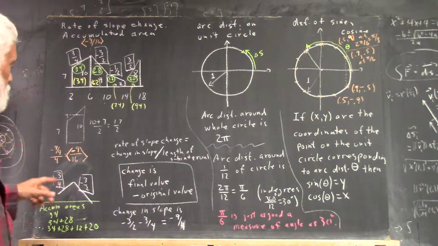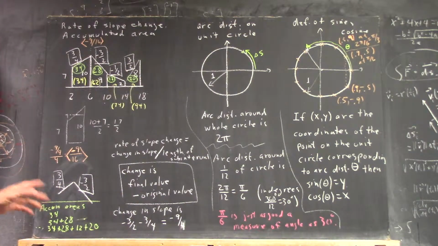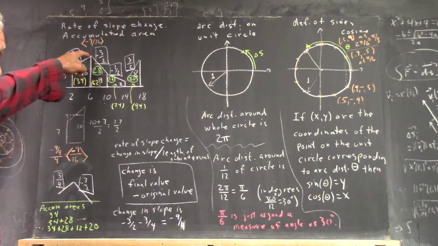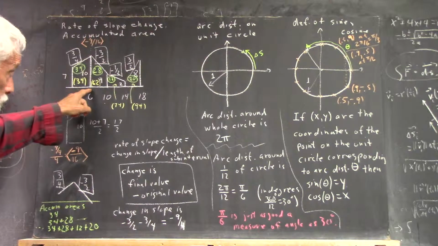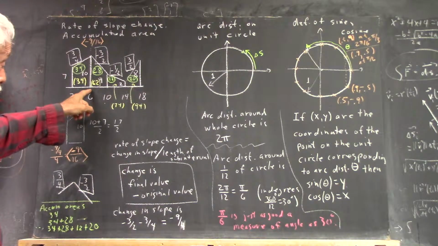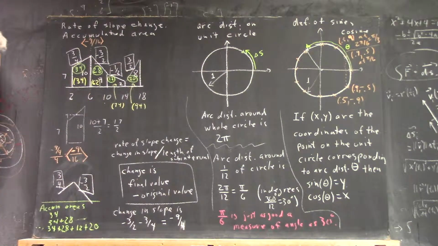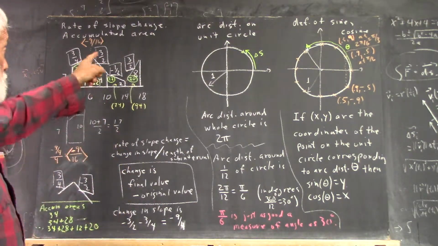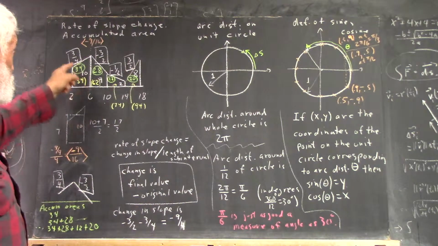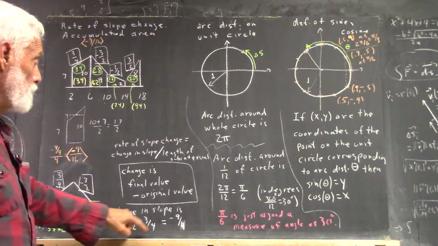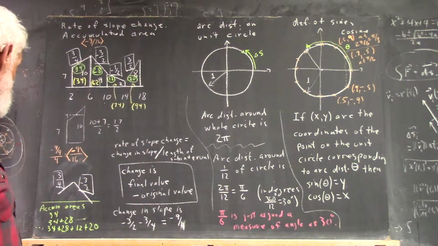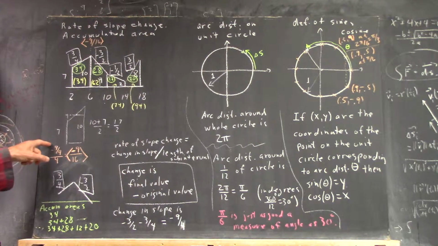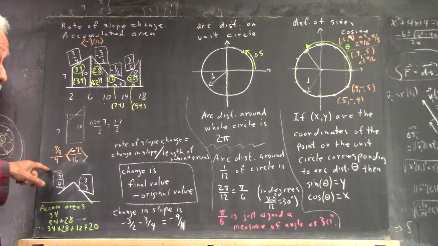Okay, so the change in slope here is what? Well, at the first point where the slope changes, which would be the end point of your first subinterval of your partition, the change in slope will be the final value, which is negative 3/2, the slope that you end up with, minus the slope you started with. So we get negative 9/4. The rate of slope change will then be that divided by the length of the interval.